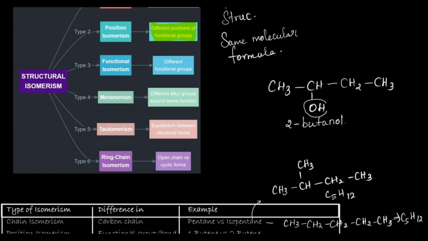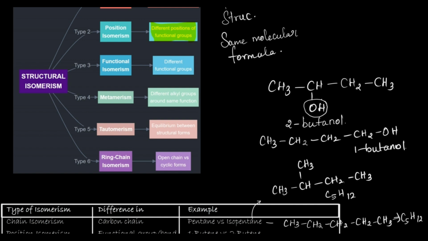Let's say I'm attaching this functional group in the first position. Then that will become 1-butanol, right? I just took that OH and attached with first position. That's it. I'm not literally taking it, but the change in position of the functional group is called positional isomerism or position isomerism. That is second type.